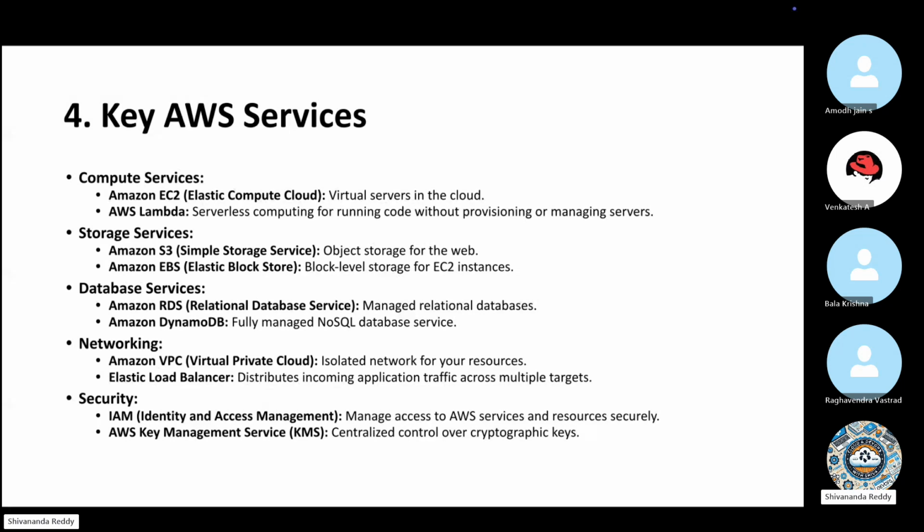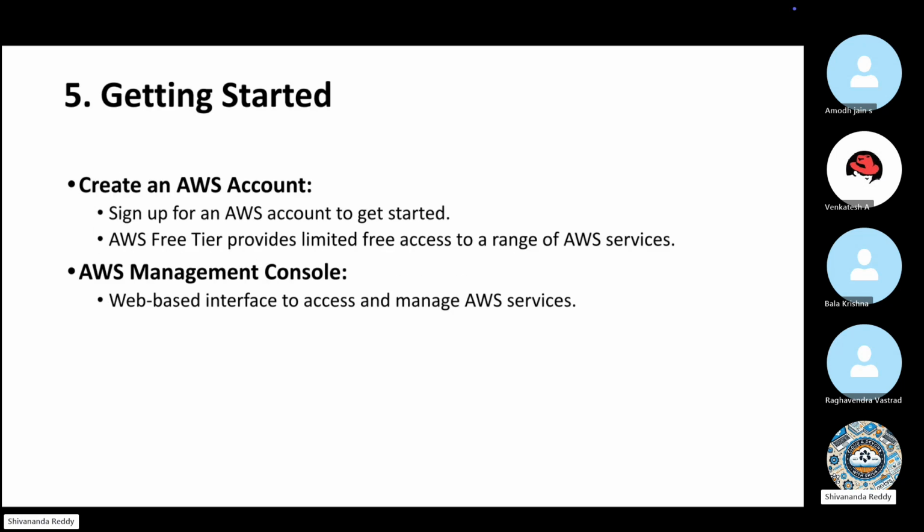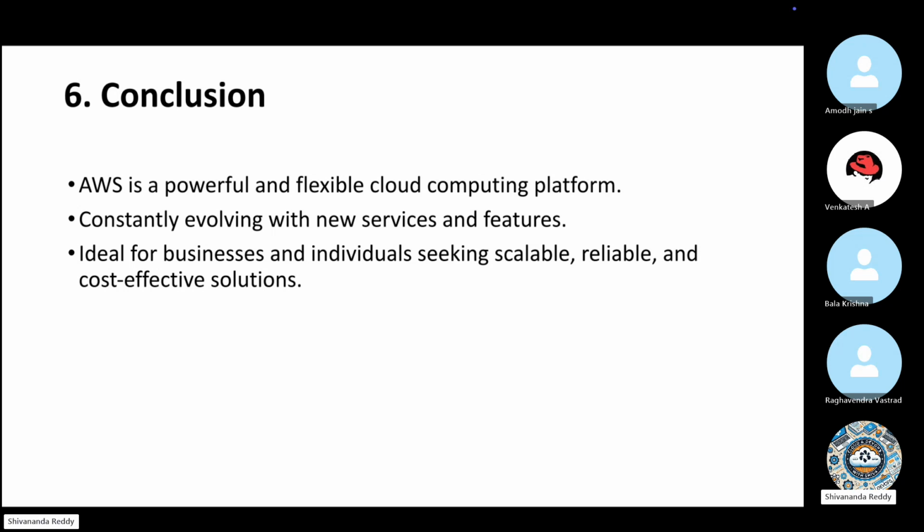Then key services means these are the things you are going to learn as part of the course, like compute services, storage services, database services, networking, security. There are like 20 more things you're going to learn. Then in the next class, we need to create an AWS account. In case you are already holding an account, we'll skip this. If you don't have an account, we'll help you create the account. Okay, that's the final conclusion.